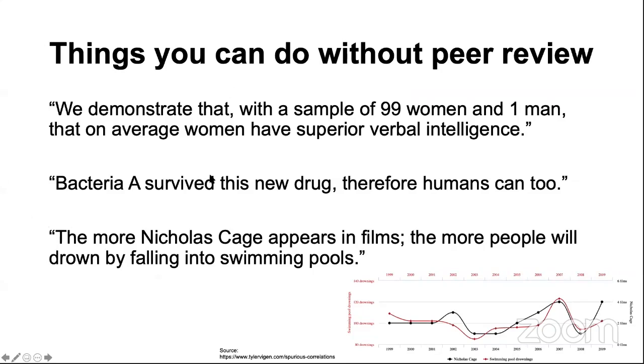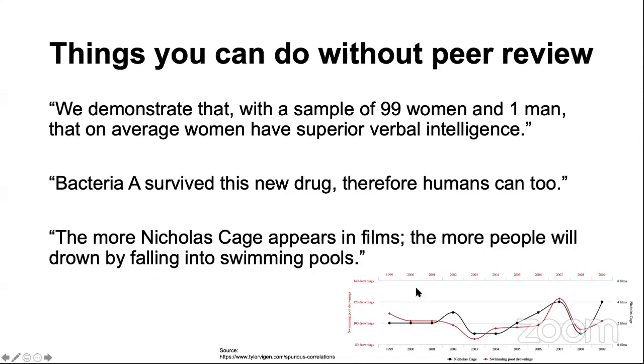Another case would be, so, I have really designed this new drug, and I'm testing how safe this drug is. And what I do is that I apply this drug to some sort of bacteria A, which survived, so that's great. And I want to say, oh, because bacteria A survived, humans can too. And this is an incredible overgeneralization of your findings. You're saying something that your results are not really saying. This is also something that will be prevented by peer review.